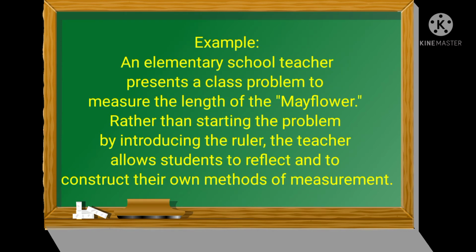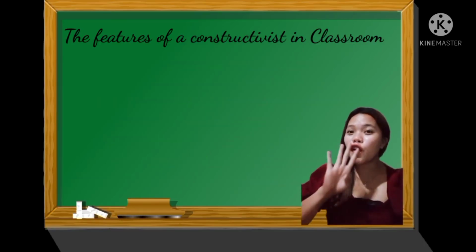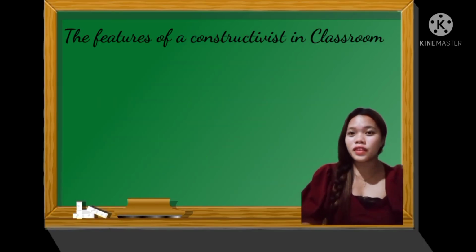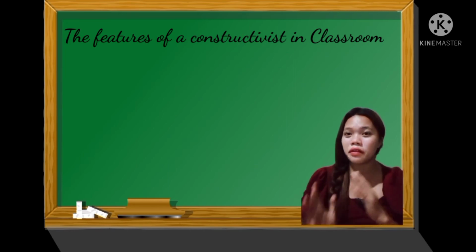Example: an elementary school teacher presents a class problem to measure the length of the Mayflower. Rather than starting the problem by introducing the ruler, the teacher allows students to reflect and to construct their own methods of measurement.